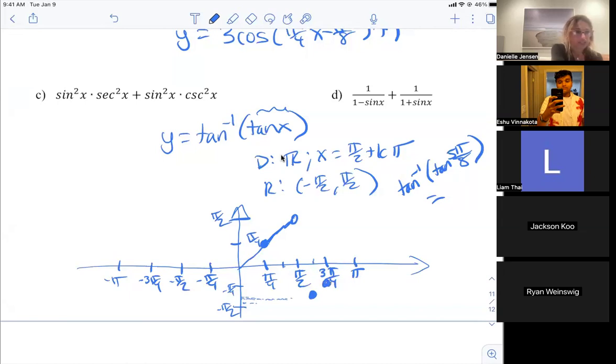When I put in pi, tangent of pi is 0. Inverse tangent of 0 is 0. So it ends up being a cool graph. It's basically a step function version of the tan function. Instead of connecting, at first it's up here, but then it goes down there, and it just keeps on repeating itself.